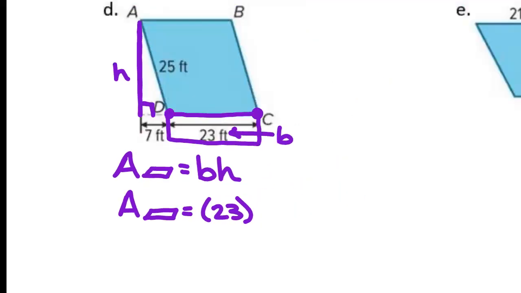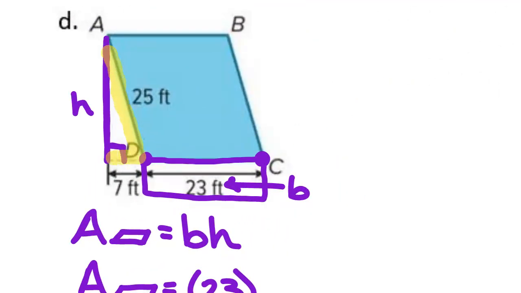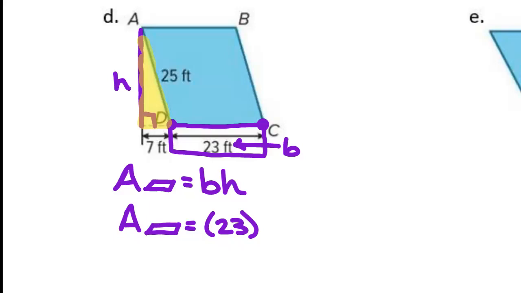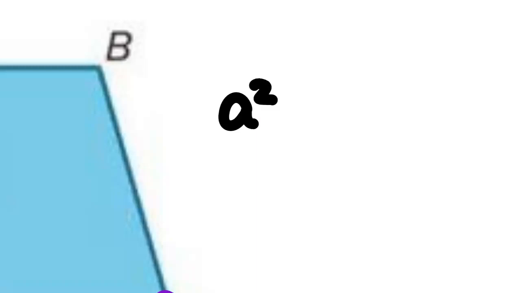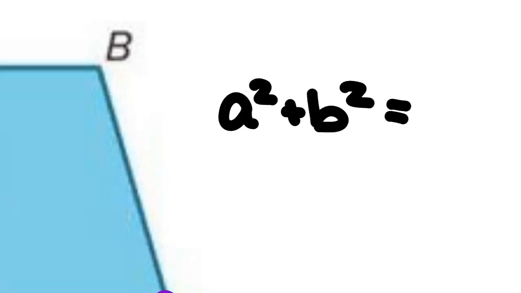I want you guys to look carefully at this shape right here. What kind of a shape is that I just highlighted? That is a right triangle. Do I have the ability to find that side that I have labeled as H, the height, using what I know about right triangles? How do I find a missing side on a right triangle? Pythagorean theorem. A squared plus b squared equals c squared. We always fill in c first because that's my hypotenuse.